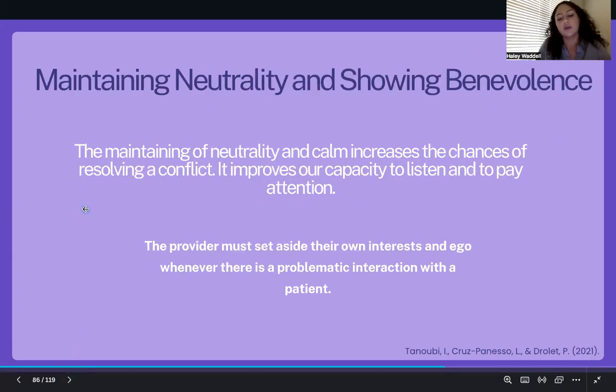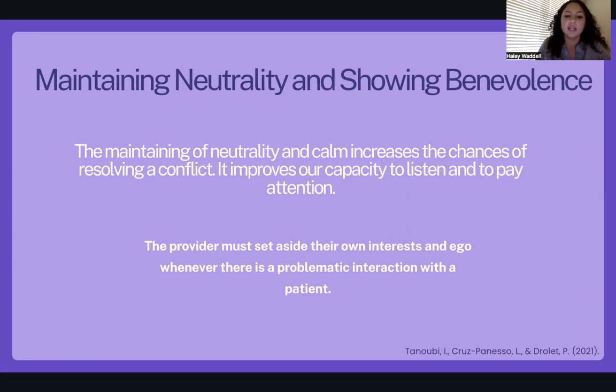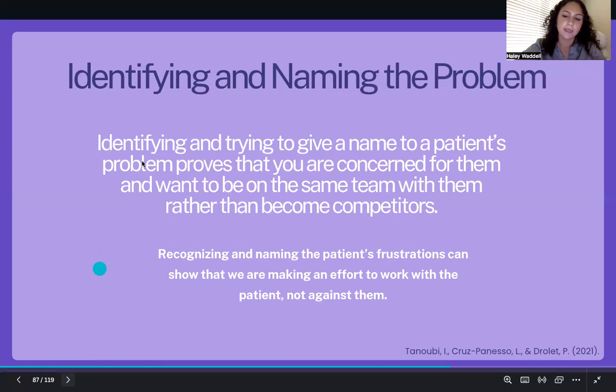Maintaining neutrality and showing benevolence. Maintaining neutrality and calm increases the chances of resolving a conflict. It improves our capacity to listen and to pay attention. The provider must set aside their own interests and ego whenever there is a problematic interaction with the patient.